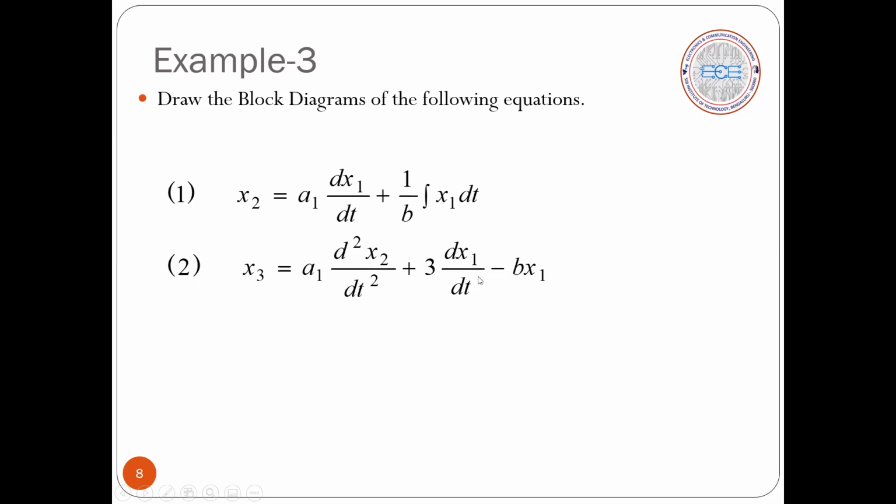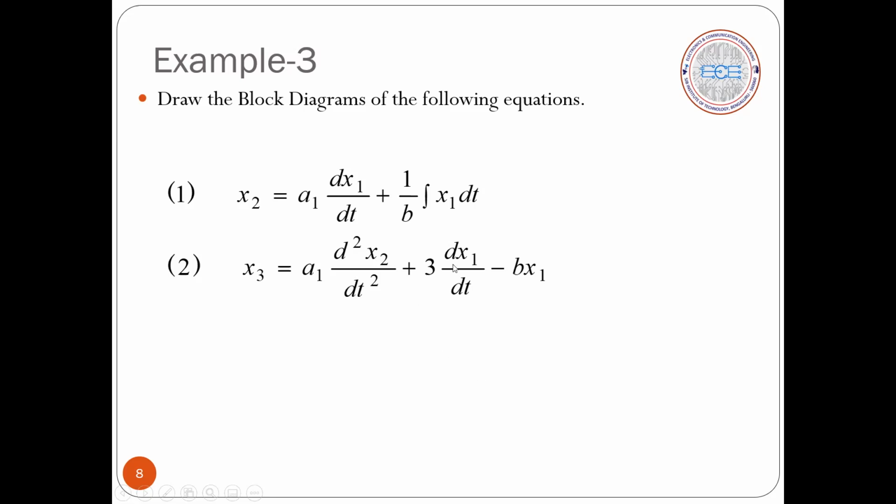Okay, so x2 is passing through a double derivative block. You should take a block, and inside the block you write d square by dt square. That is an operator, the double derivative operator. Through that, you will get x2 with a double differentiation. Then it has to be passed through a constant a1, and that signal you will be feeding to the final summer.